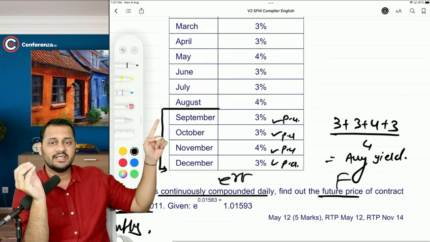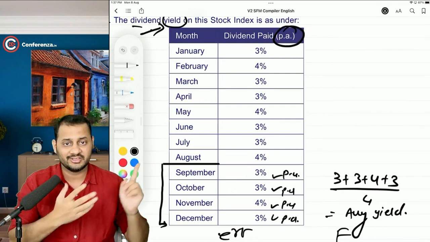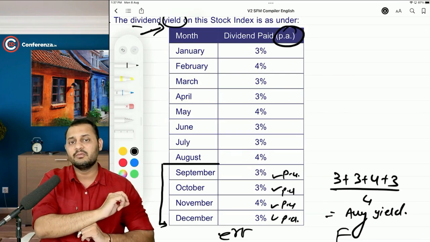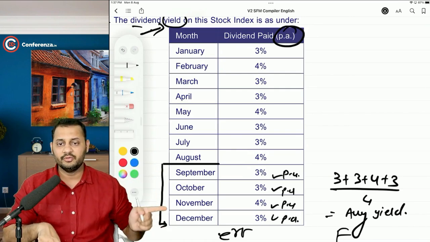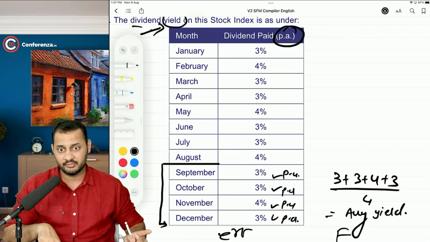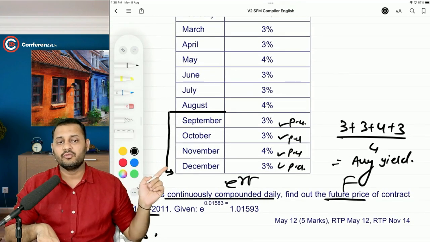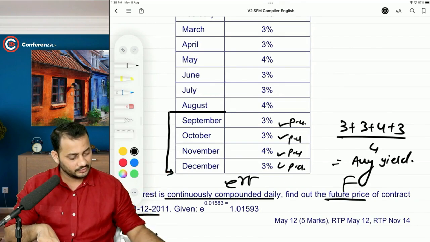First of all, you are standing at the end of August. That means the previous dividend yield does not matter to you. This is not declared by the company. Yield is not declared by the company, rate or amount is given by the company. So this is not for you. The only applicable dividend for you is this period's dividend: September, October, November, December. And all of them are given on a per annum basis. We have invested only for 4 months. Return is only calculated for the holding period. So 3, 3, 4, 3, total them, take the average. You will get an average of 3 plus 3 plus 4 plus 3, average dividend yield of 3.25%.